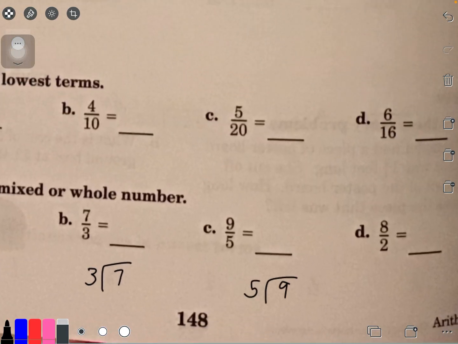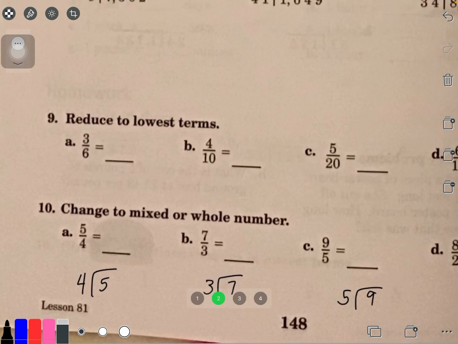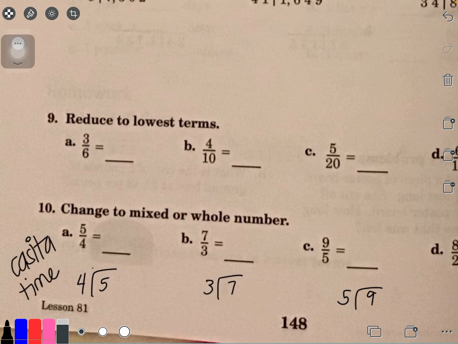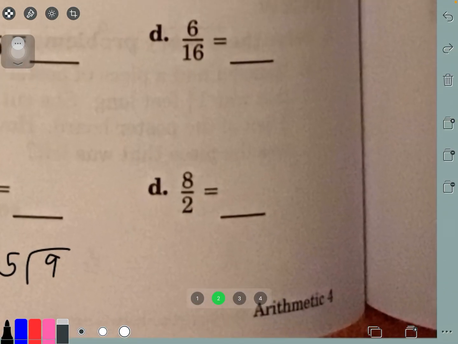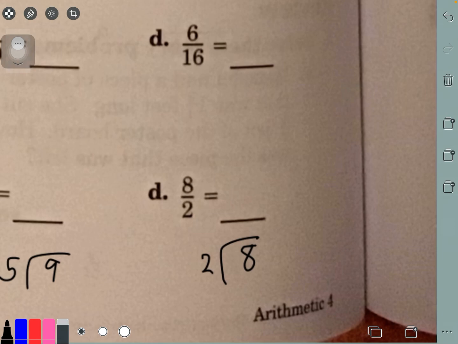You're going to take a test on Thursday, and you need to know how to change it to a mixed or whole number. A couple of you forgot how to do that for the quiz last week, all right? So here I am reminding you of how to do this. It's called casita time, all right? I call it casita time because you need the little houses, right? Casita means little house. So here, last one, it would be 8 divided by 2.